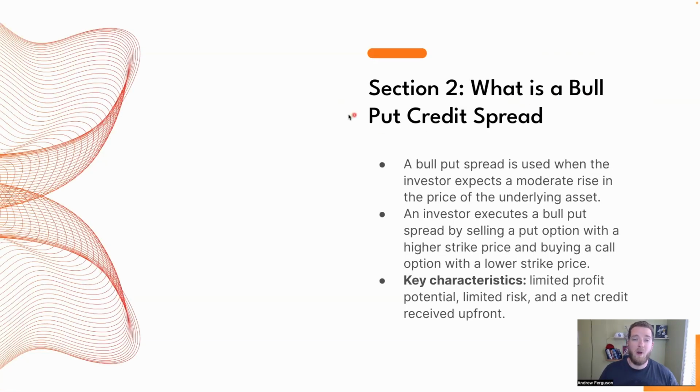Now, a bull put spread works best when there is an expected rise coming in the underlying asset or stock. Basically, the investor puts on a trade by selling a put option at a higher strike price and then buying a put option at a lower strike price, which you're going to see in an example in a couple minutes here. The key characteristics to remember: it is a limited profit scenario, a limited risk scenario, and a net credit is paid to the investor or trader and received upfront.